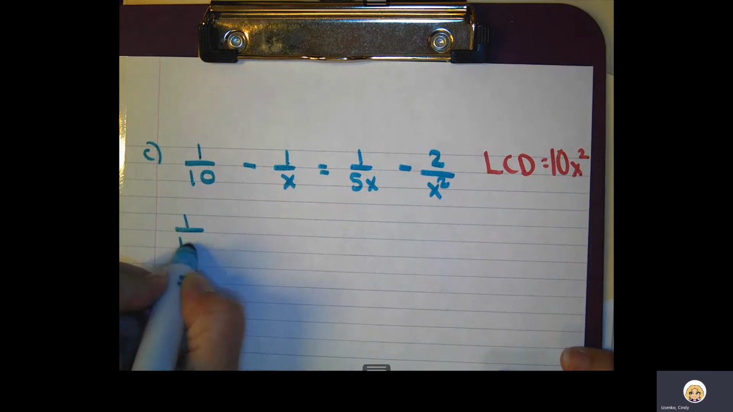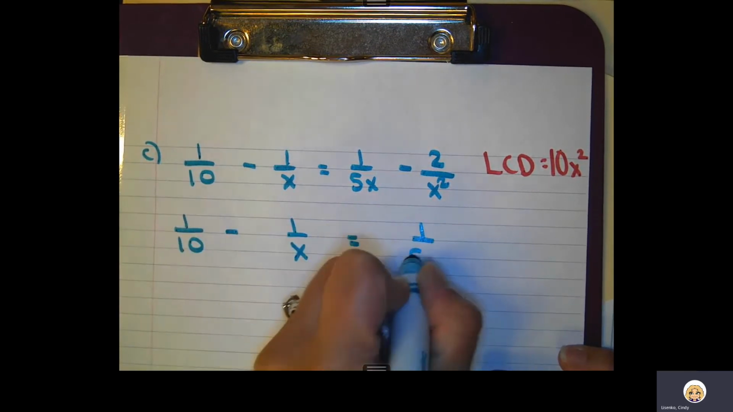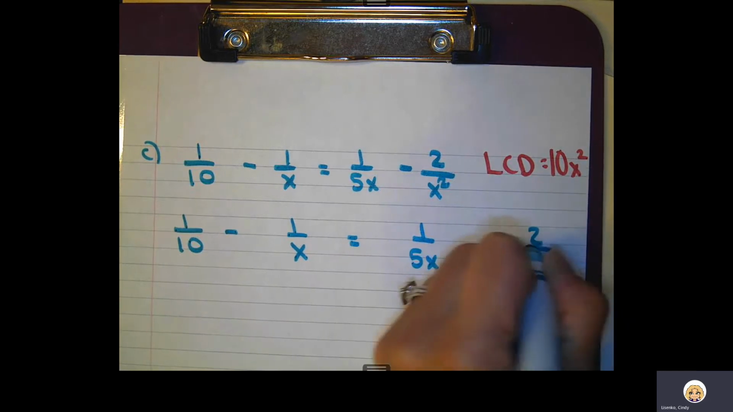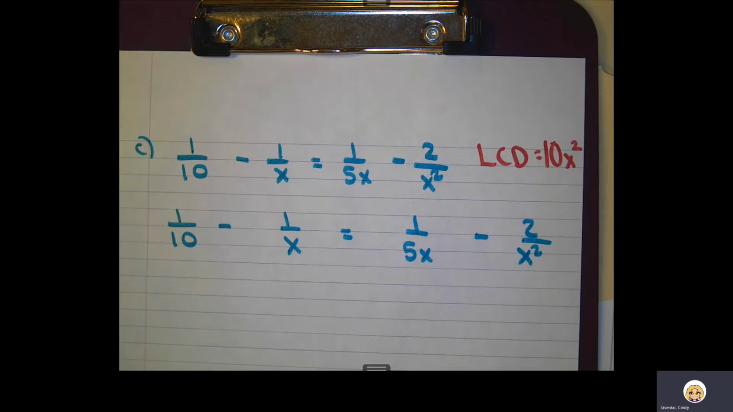So I'm just going to bring this down and just put more spacing in between each term, just so when I multiply, it doesn't get too messy. So I just rewrote the exact equation all over again.